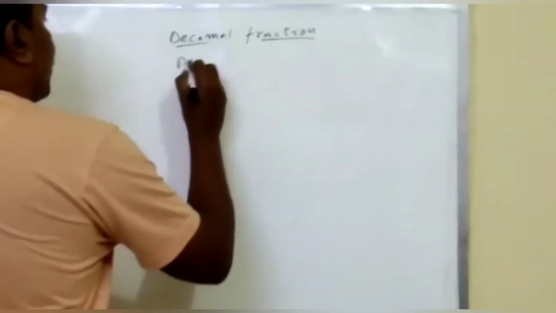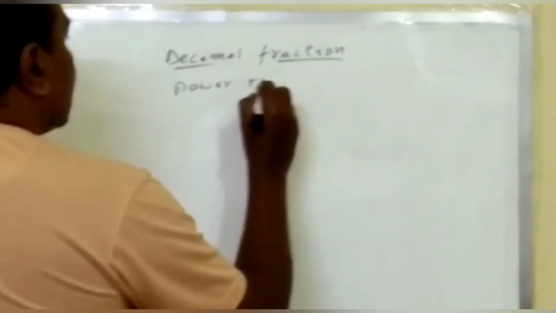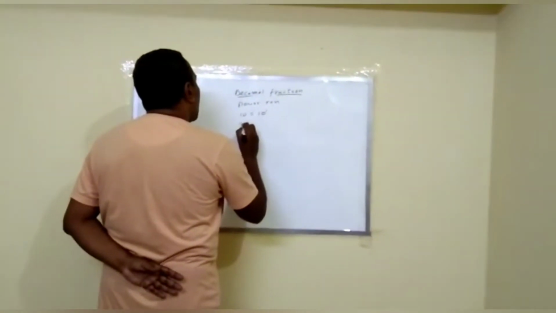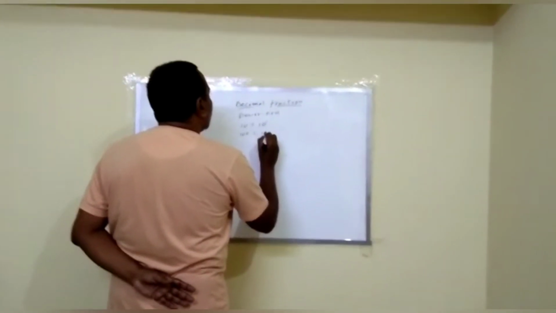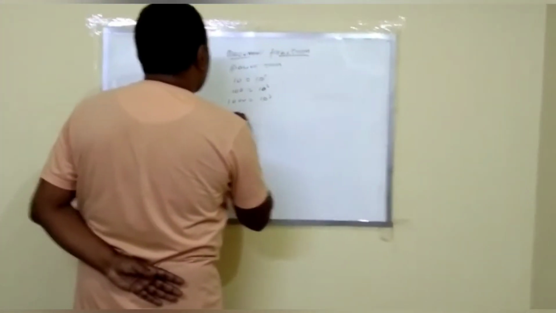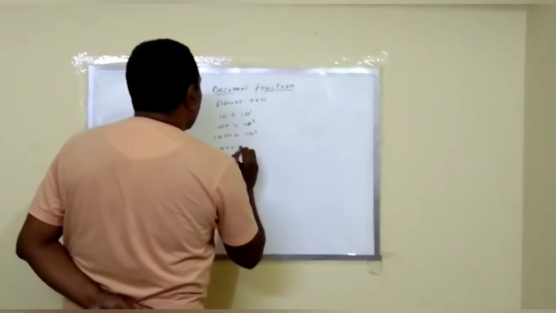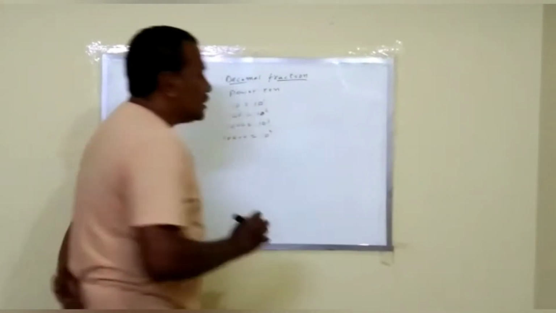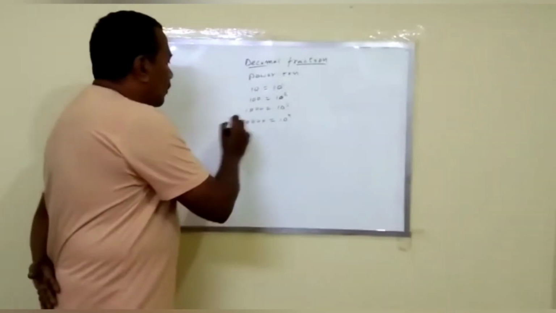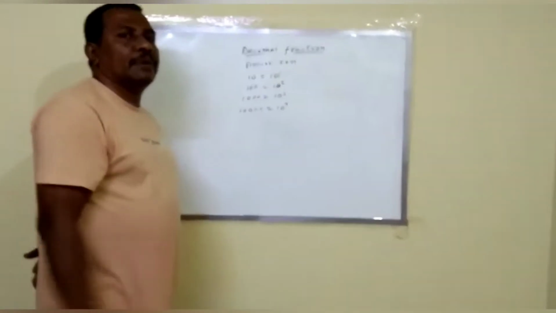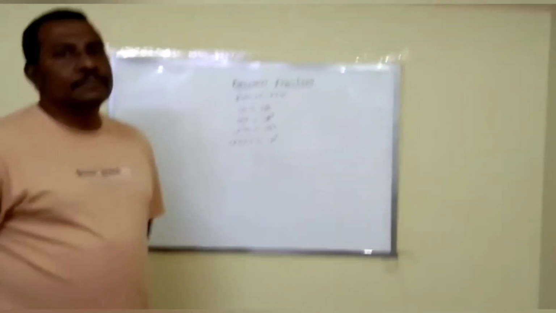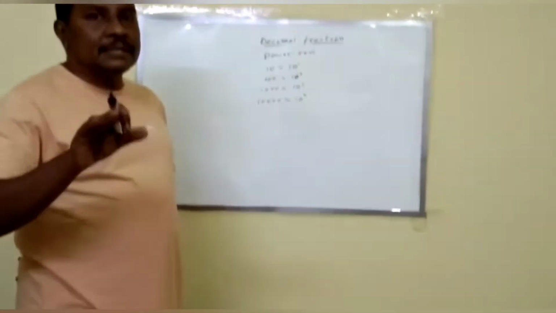What do you mean by power of ten? 10, that is 10 power 1. 100, 10 power 2. 1000, 10 power 3. 10,000, 10 power 4. So these are called powers of ten: 1 accompanied with zeros. If these numbers are in the denominator, then that fraction is called a decimal fraction.